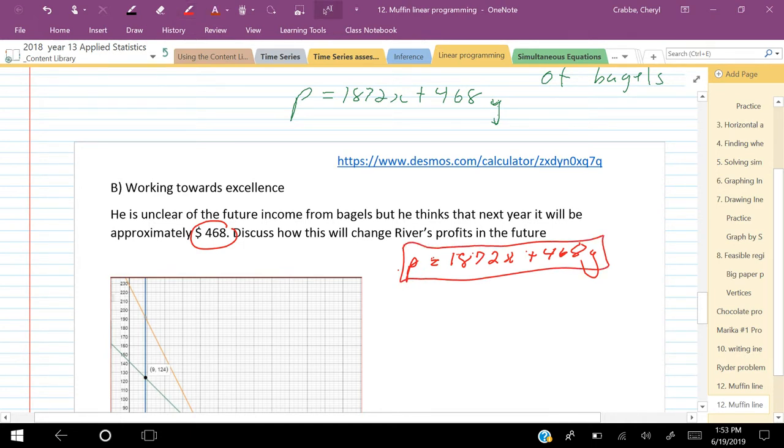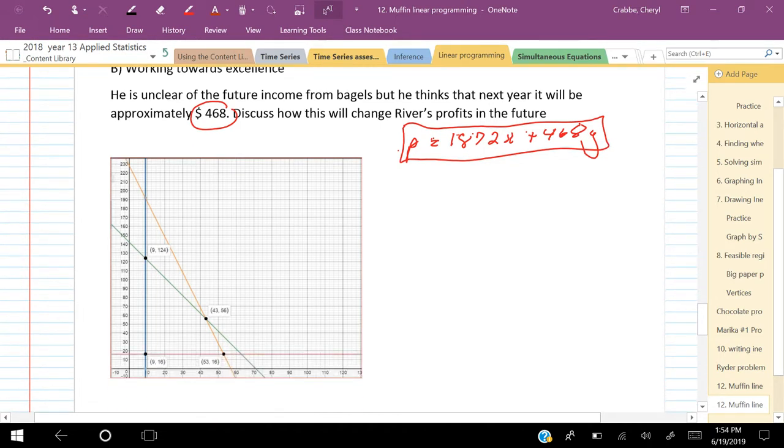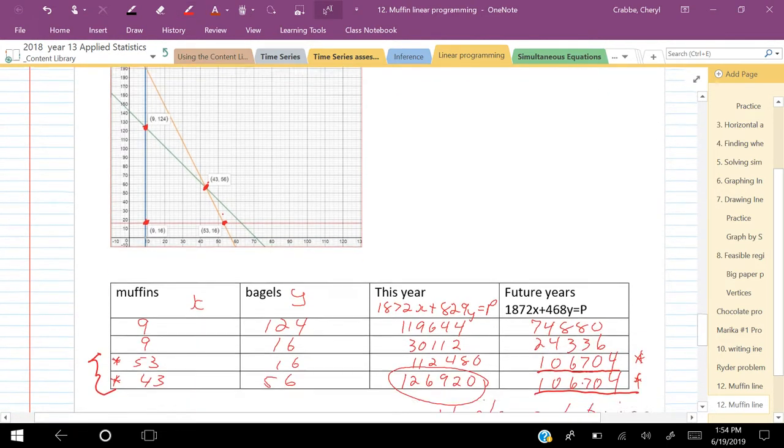Now, when that happens, the vertices are all going to stay the same. The feasible region doesn't change. So these vertices that we found already from the above question are going to stay the same. But when we throw them into a new objective function, obviously we're going to get a different profit. So we need to know what happens with the profits for that. So what we do is we stick them in.